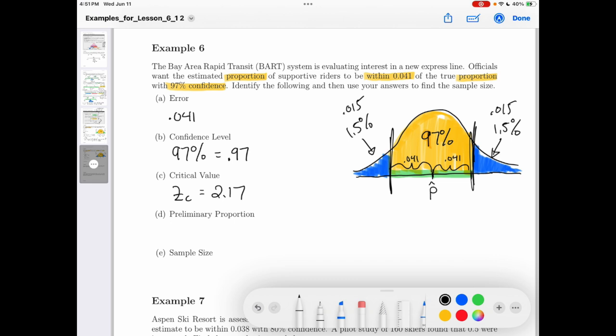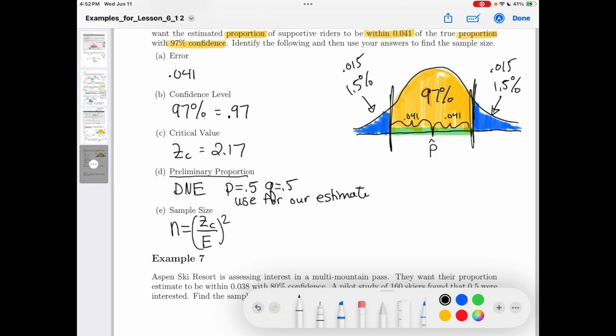Now, for part D, this is asking for a preliminary proportion, and that information is not given in the problem. So for this, it does not exist. I'm going to put in D and E. So now we need to take all of this information and find our sample size. Because we do not have the preliminary proportion, we're going to use Z critical divided by the error squared, and then we're going to multiply by P, which we're estimating at 0.5, and Q is 0.5, which is what gives us the 0.25 or the 1/4.